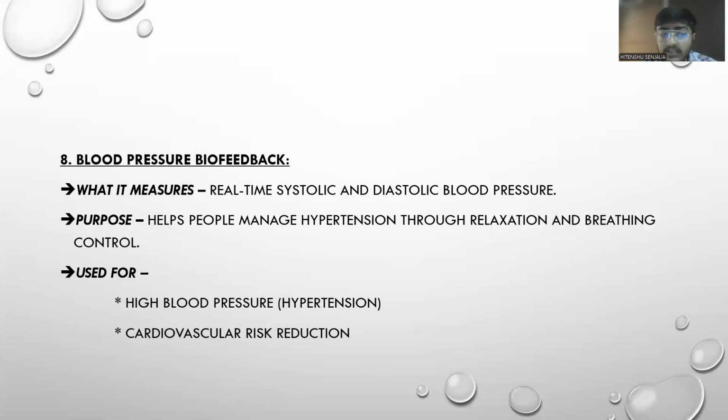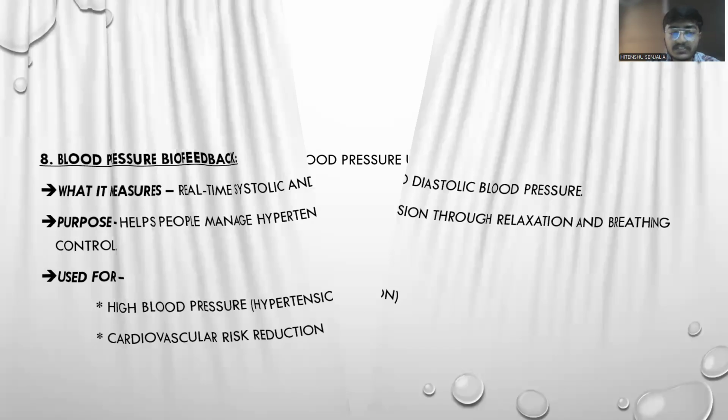Now, the eighth biofeedback is the blood pressure biofeedback, which measures real-time systolic and diastolic blood pressure. It is used to measure the systolic blood pressure and the diastolic blood pressure of the patient. The purpose of using it is to help people manage hypertension through relaxation and breathing control. It is used for high blood pressure, like the hypertension condition, and cardiovascular risk reduction. This is the condition in which blood pressure biofeedback will be used.